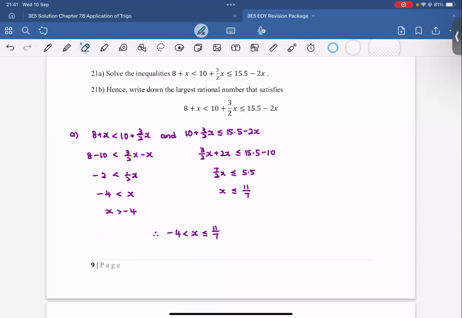Hence, write down the largest rational number. What is rational number? Rational number, see, ratio. Ratio is linked to fraction. So any number that can be written as fraction is called a rational number. So based on what our answer, the largest rational number is 11 over 7.